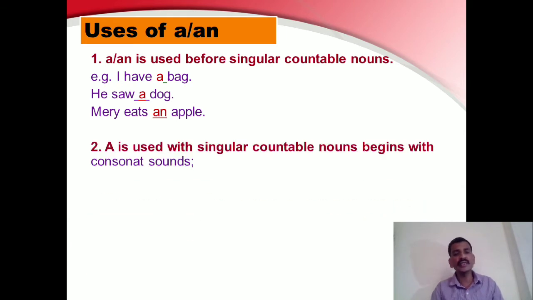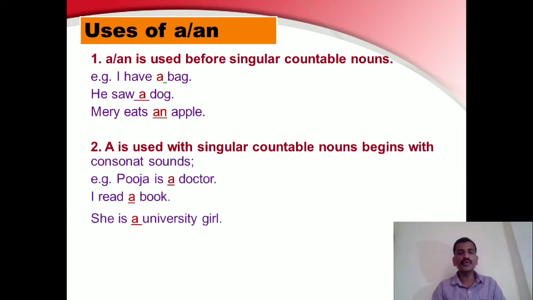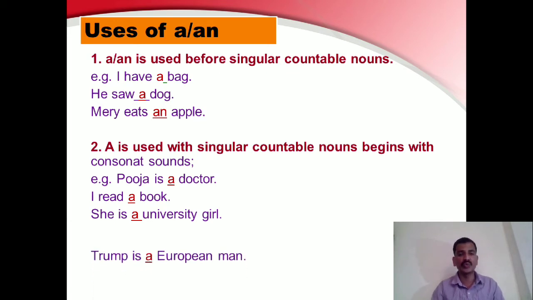Second is, a is used with singular countable nouns which begin with consonant sounds. Let us see the example. Pooja is a doctor. I read a book. She is a university girl. Now here the word university begins with U. U is a vowel, but the sound of this word university is like a consonant. That's why a is used here.